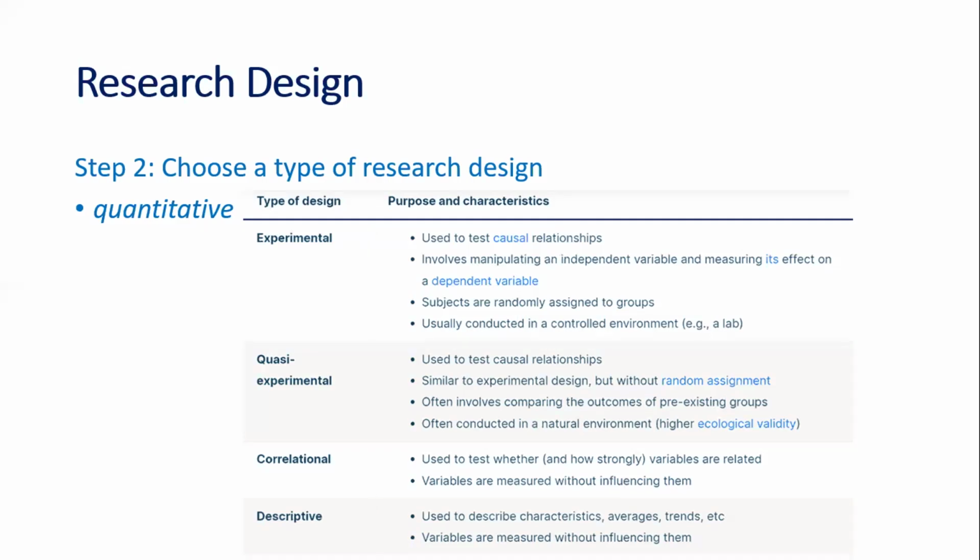It could be a correlational design, which you use to test whether and how strongly variables are related, and it could be descriptive, where you describe the characteristics, averages, trends, and all the things about certain phenomena, features, or objects, whatever the object of interest or research interest is.